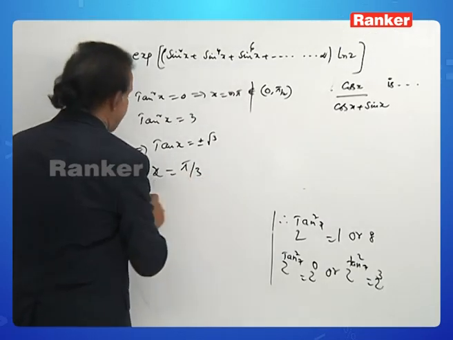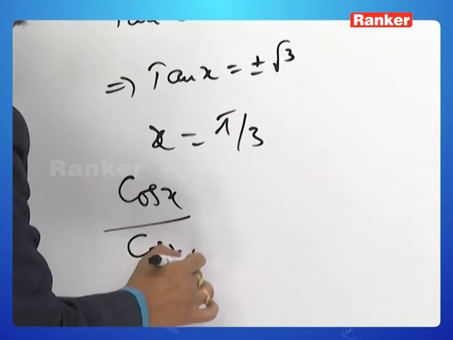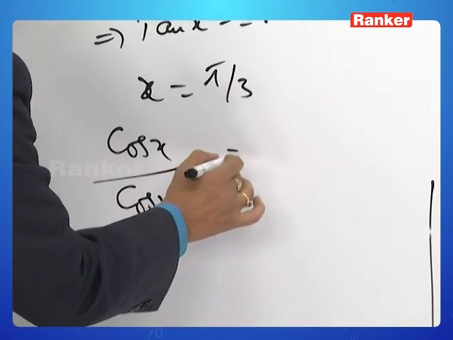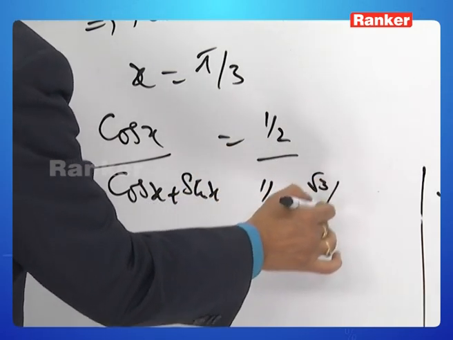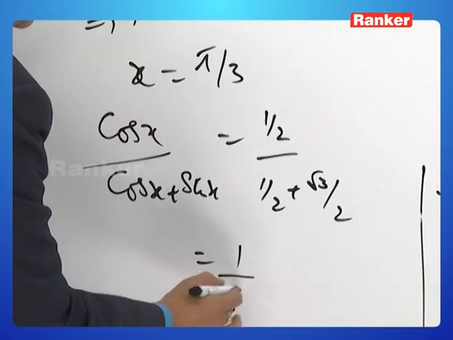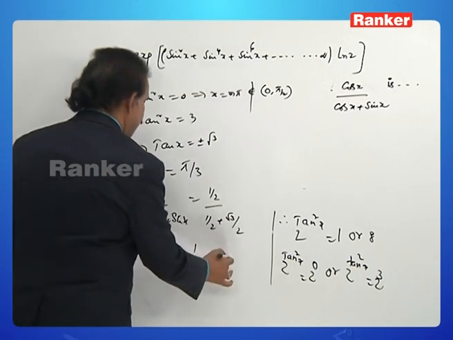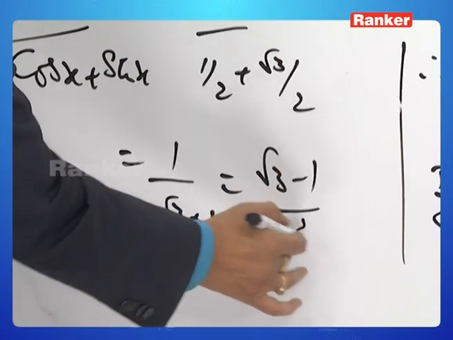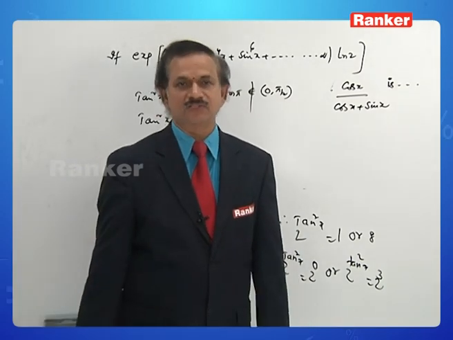And if you substitute there, cos x by cos x plus sin x is therefore equal to cos pi by 3 is half by half plus root 3 by 2. If you multiply with 2, it becomes 1 by root 3 plus 1. And if you rationalize it to the numerator, it becomes root 3 minus 1 by 2. That is the answer for the question.